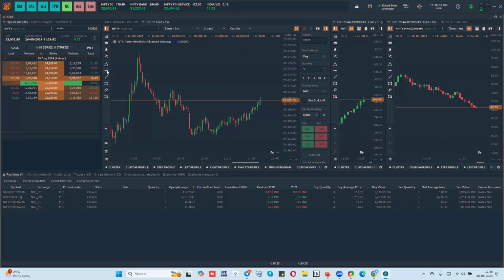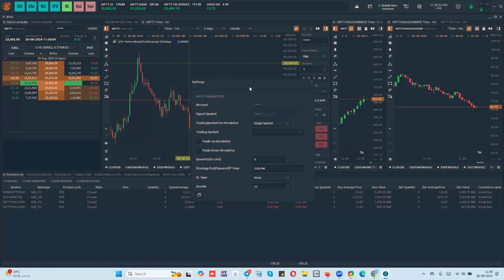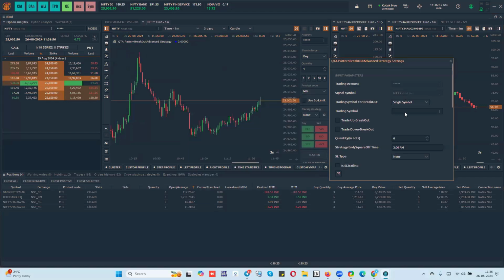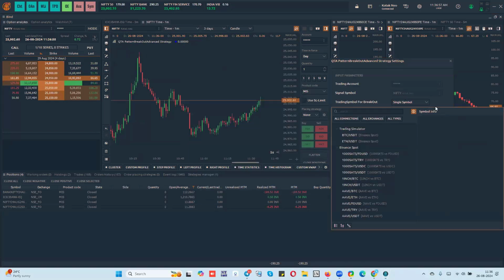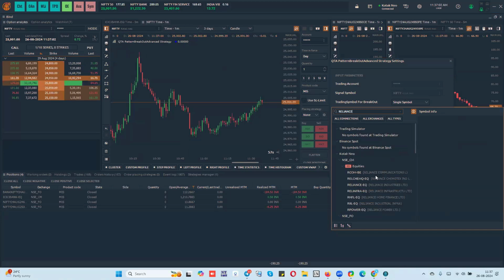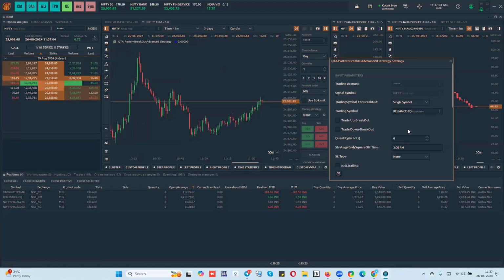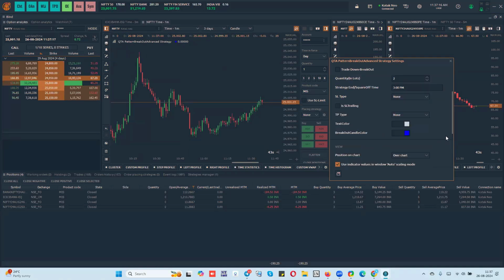So let's say we use the single symbol. In this, for example, on a breakout of the upside, I will buy Reliance. Because I'm going to use the horizontal line here, I will use buy only. And then I'll select quantity 2 shares. Stop loss parameters will remain as they are.